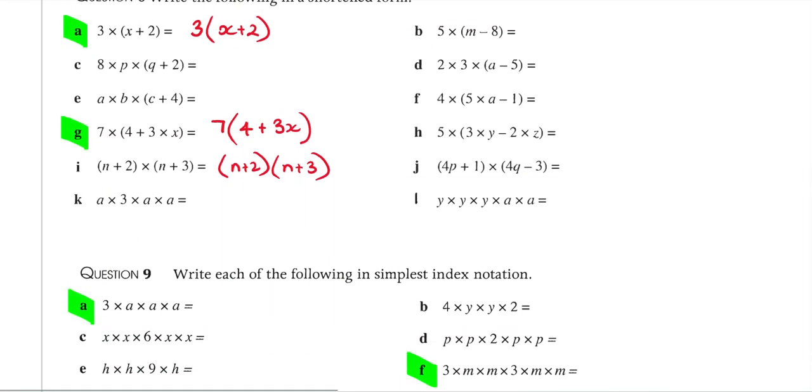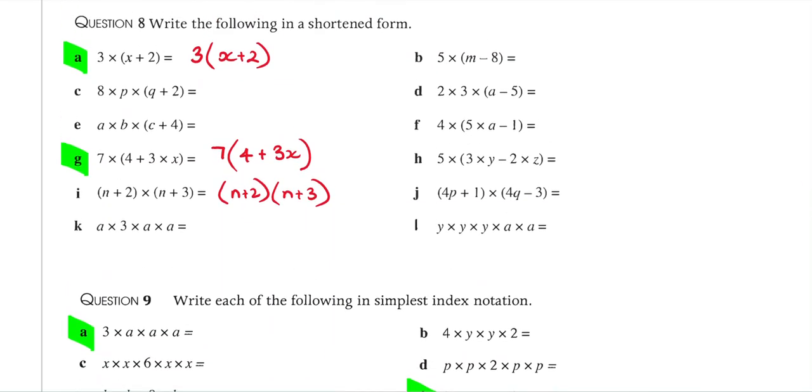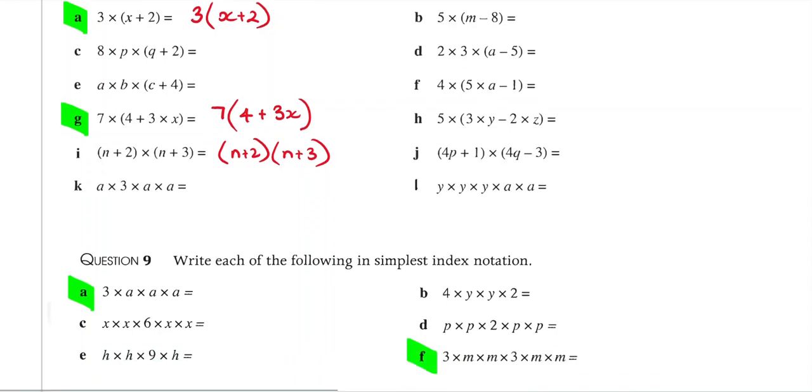All right, let's keep going. Yes? This is not expanding. We'll get to that later. There's a couple, yeah.